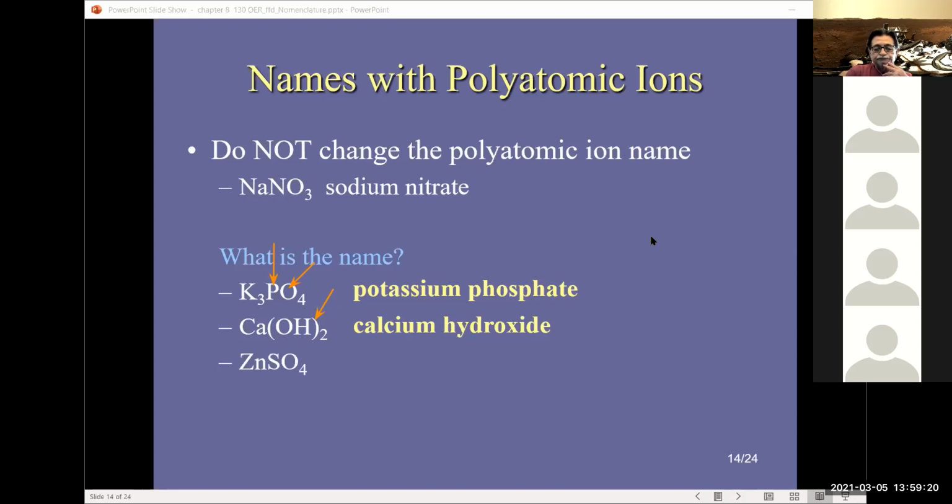Now, same scenario with the phosphorus. In the first case, we see zinc, followed by sulfur. We might want to think sulfide, but then right immediately next to the sulfur is oxygen. There's 4 of them, exactly 4 of them. So therefore, that sends you to the polyatomic table, and you find it to be sulfate. So the name here would be zinc sulfate.